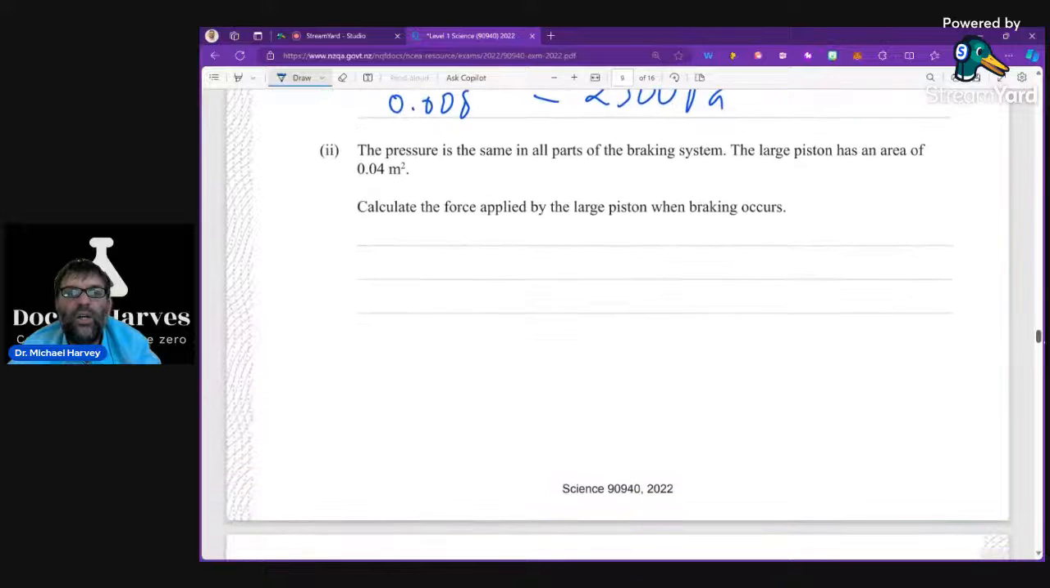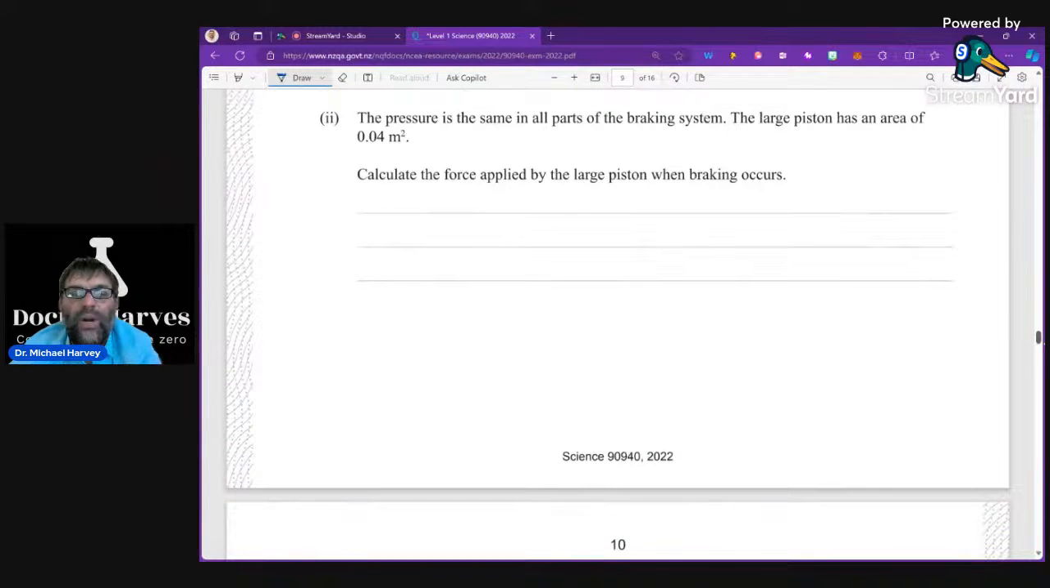And then the pressure is the same in all parts of the braking system. The large piston has a larger area of 0.04. Okay, so it's got a larger area. Calculate the force with a large piston when braking occurs.